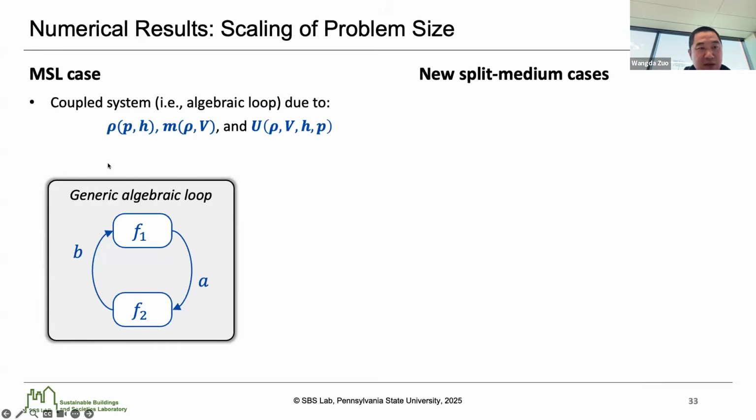So here we are trying to really break the algebraic loop. What happens in the Buildings library, when you use the IF97 implementation, is that the density is a function of pressure and entropy, and the mass is a function of density and volume, and the internal energy is a function of density, volume, entropy, and pressure. So all things are tightly coupled together. Therefore, to solve this, it becomes super complex.